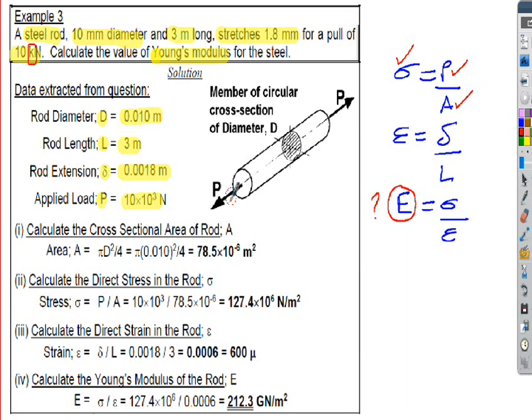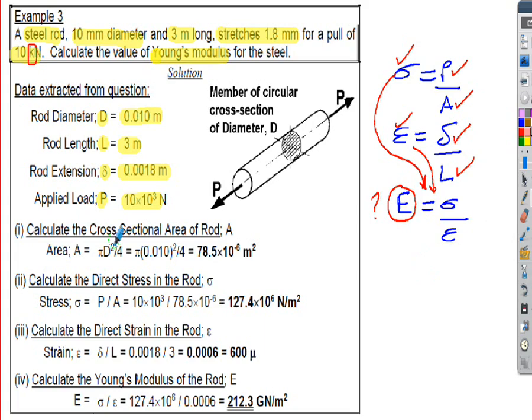In this question, I'm given the extension. That's a change in length, so I've got that. I'm given the original length, so again, I can find the strain, and I can put those two values then into the E equation to find the E. So that's my process through this question. Fairly straightforward process here. Find the stress, find the strain, find the E. Okay, and that's what's been done.